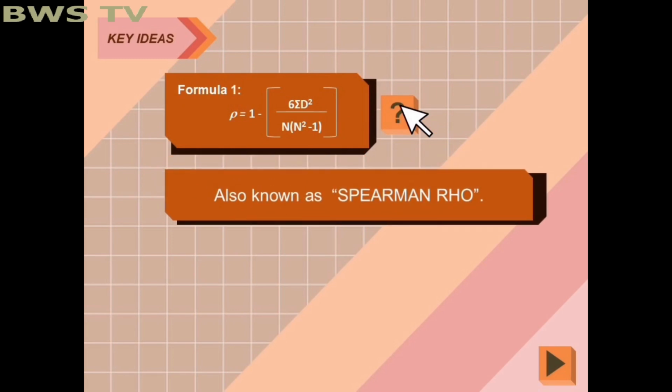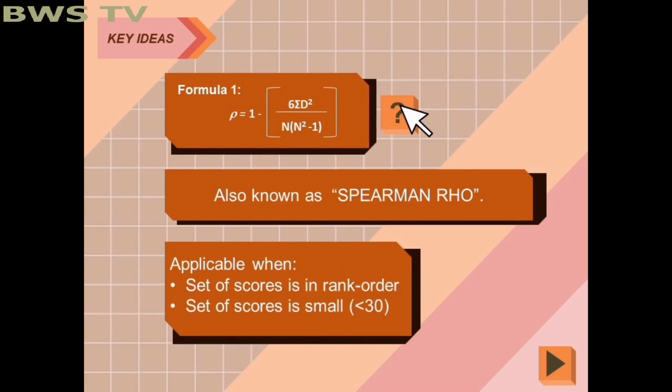Spearman's rank difference correlation coefficient is also known as Spearman Rho. This test is used to determine if there is an association between two non-parametric variables. It is applicable when the set of scores that is available is in terms of rank order and the set of scores is small, or less than 30.